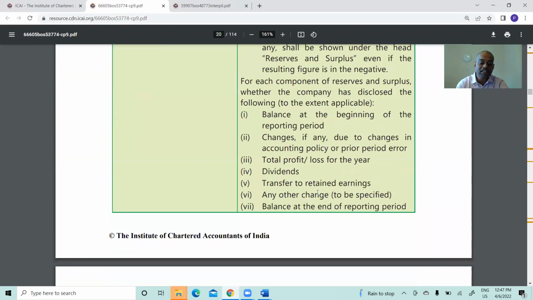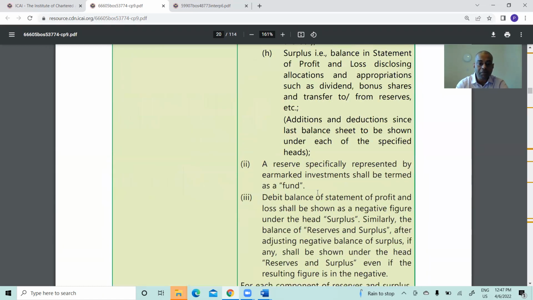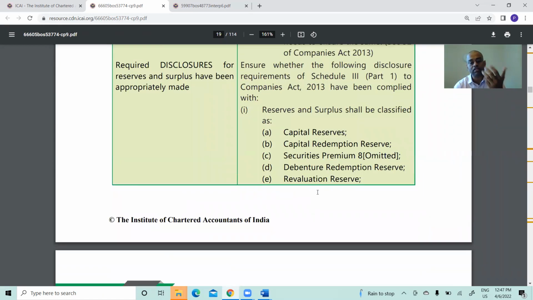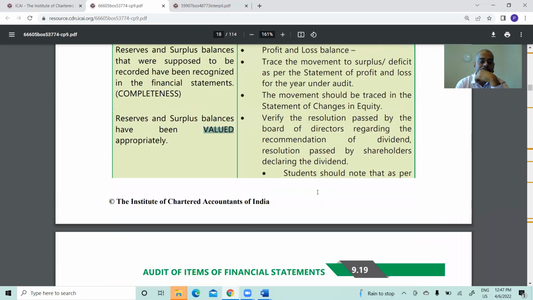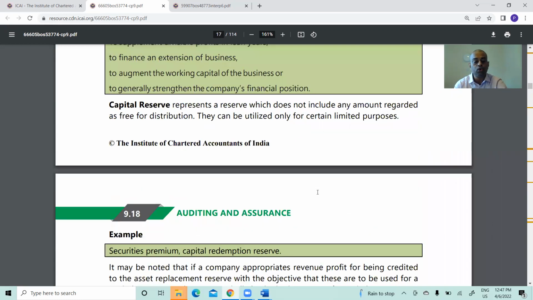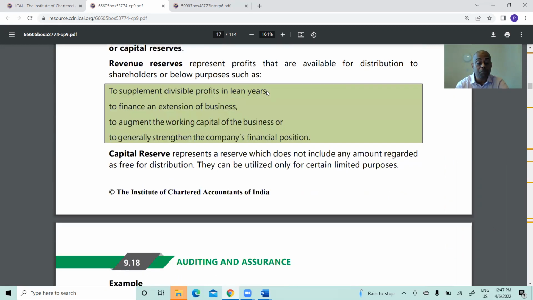That started on page number 17 and ended on page number 20. So ICAI expects you to understand this. That means they have given reserves and surplus in 4 pages.